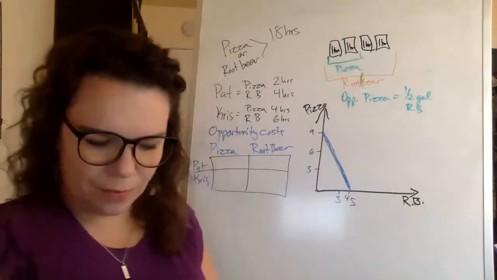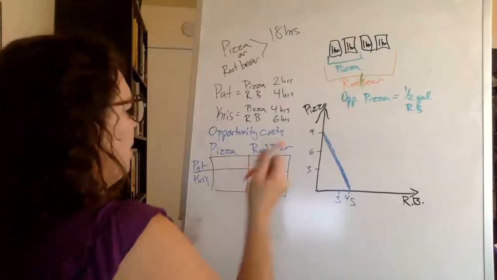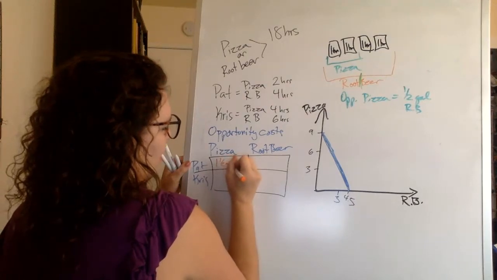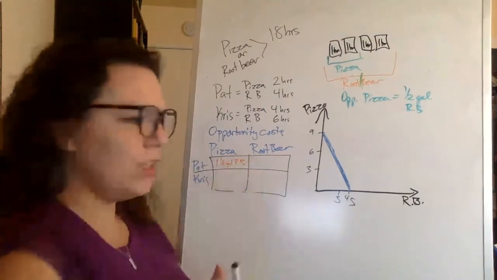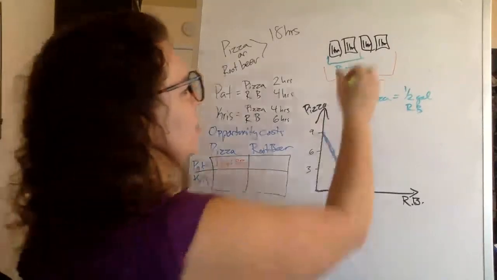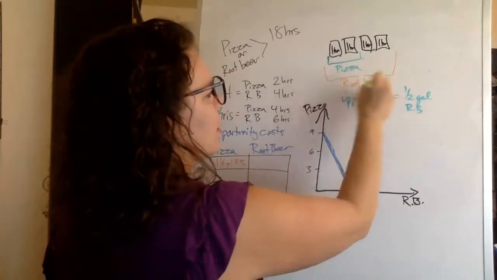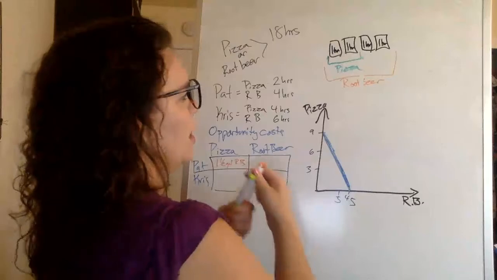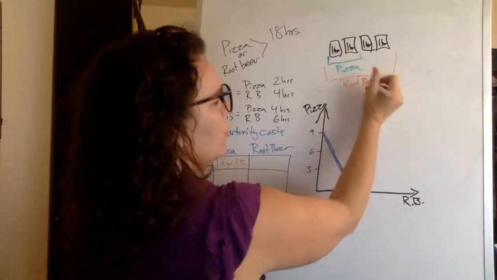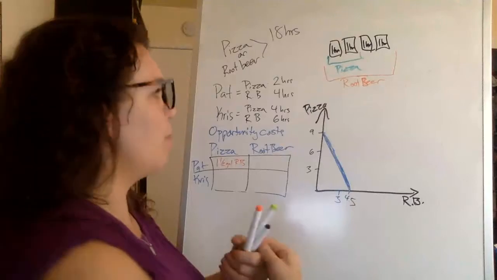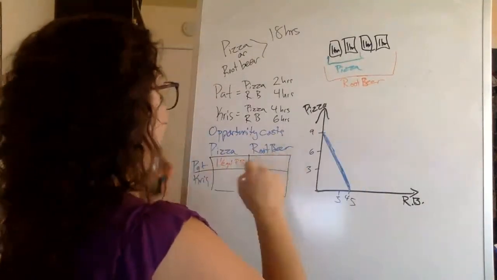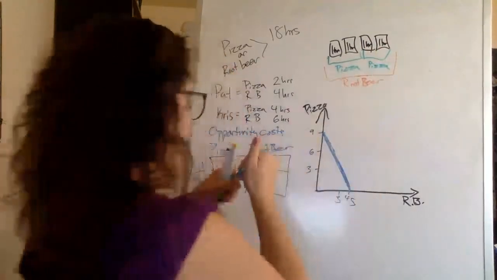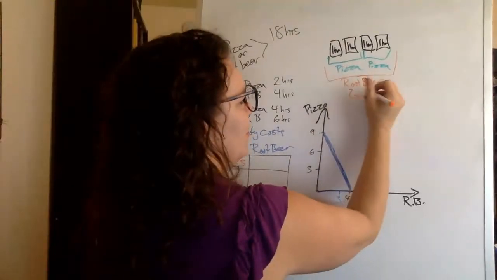Does that kind of make sense? So I'll go ahead and put that in here. Opportunity cost of pizza for Pat is 1/2 gallon of root beer. And we can step back and do the same thing looking at the opportunity cost of root beer, right? So if Pat can make a gallon of root beer in 4 hours, how many pizzas does Pat give up? Well, in the first 2 hours, Pat gives up 1 pizza. In the next 2 hours, Pat gives up another pizza. So the opportunity cost of root beer is 2 pizzas.